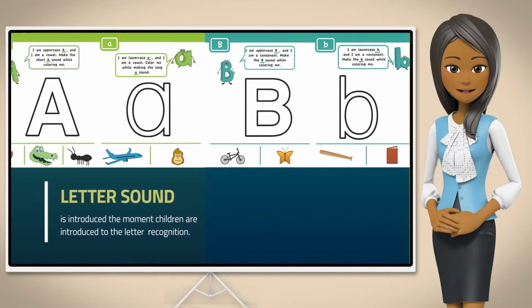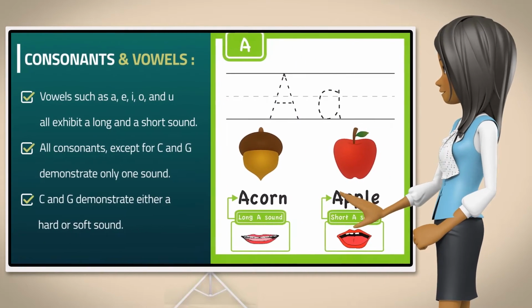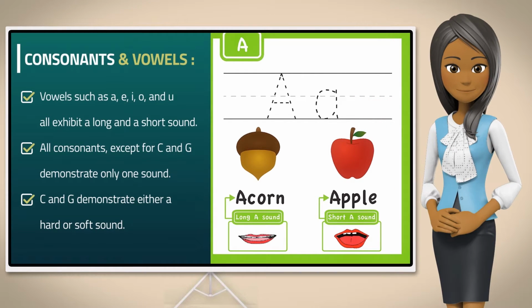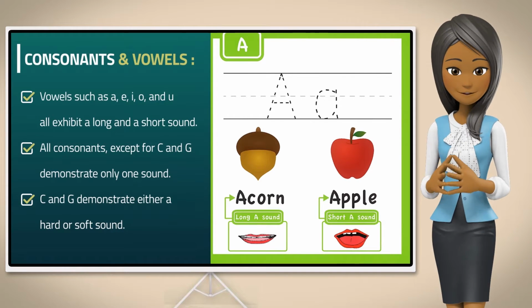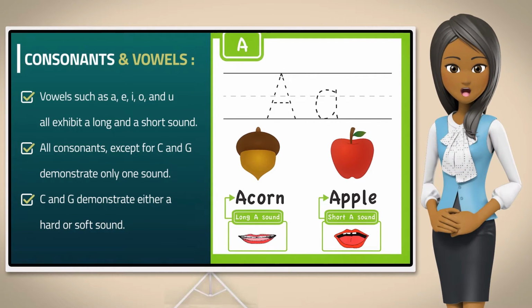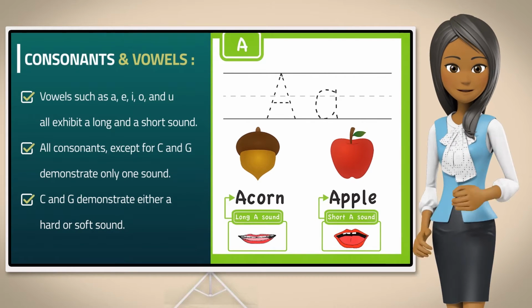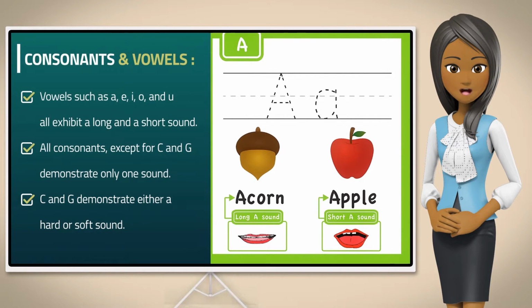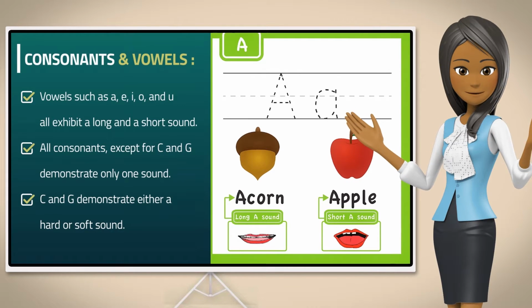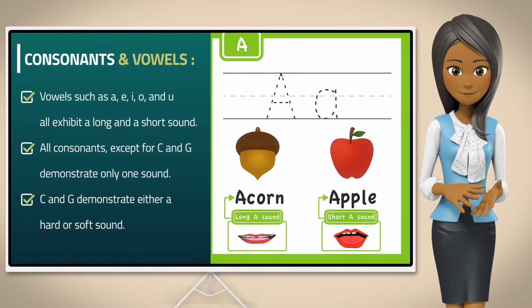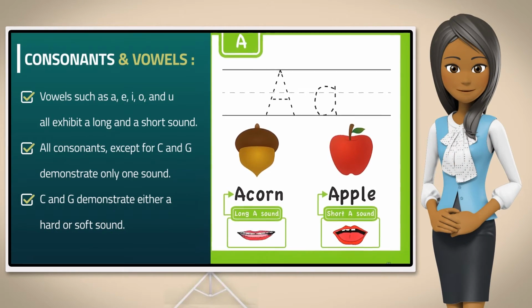Part of understanding the difference between consonants and vowels is that while consonants demonstrate one sound, vowels demonstrate two sounds. For example, vowels such as A, E, I, O, and U all exhibit a long and a short sound. See pages 21, 81, 141, 230, and 319. All consonants except for C and G demonstrate only one sound. C and G demonstrate either a hard or soft sound. See pages 51 and 111.